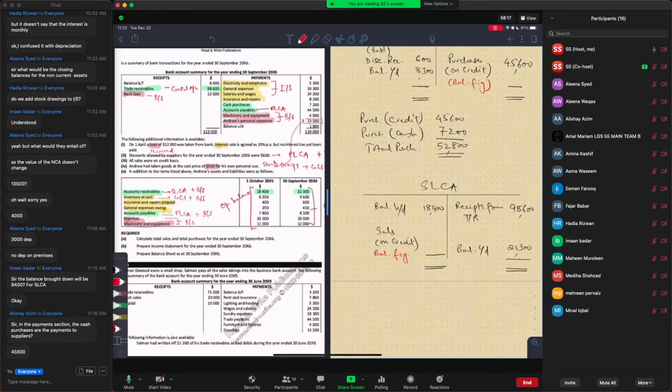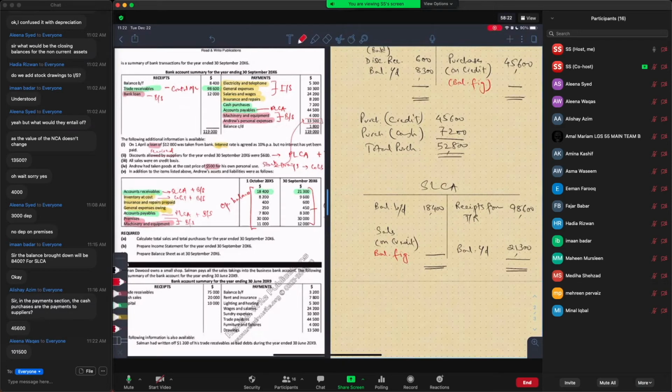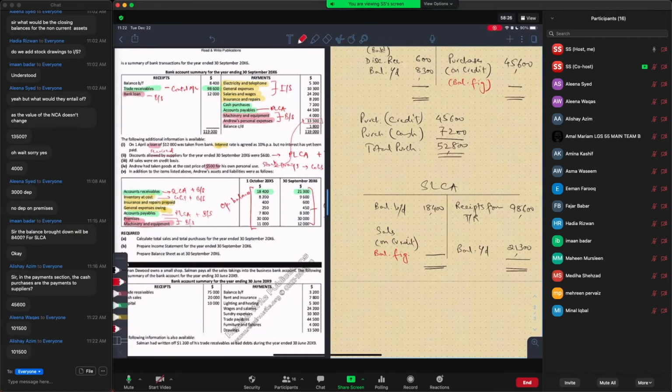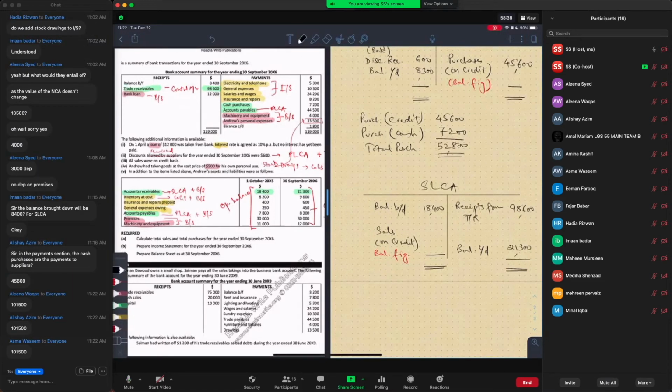So what is the sales value? And from note number 3, we already know that there are no cash sales, because note number 3 clearly says that all sales are made on credit basis. So that means there are no cash sales, and we don't really have to do anything like this anymore. So whatever we calculate, thank you, Alina and Alicia and Asma, 101,500. That is our sales on credit. So we have our sales and purchases calculated.